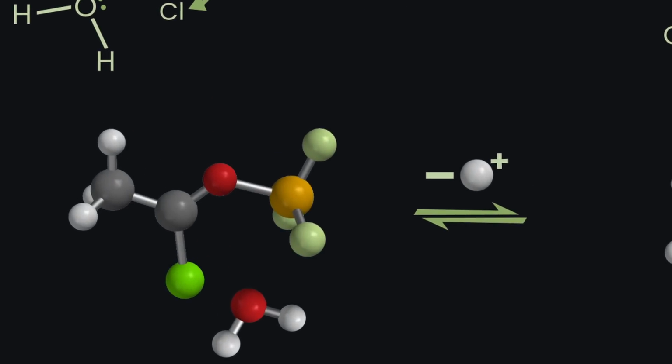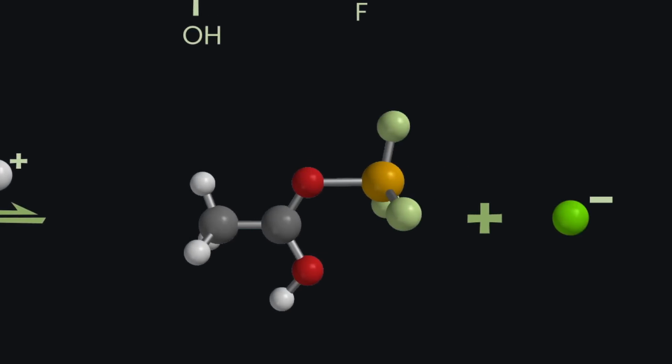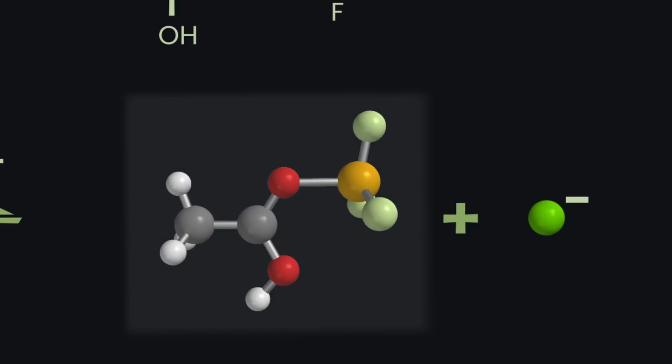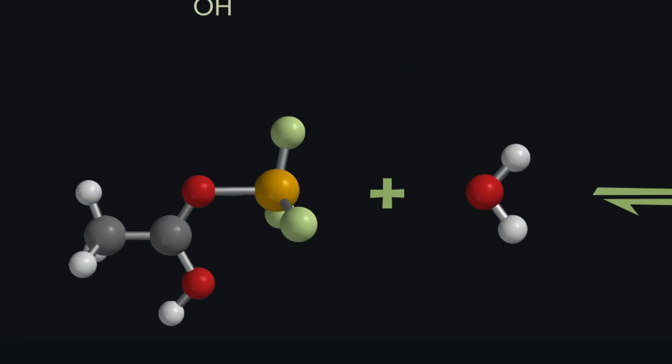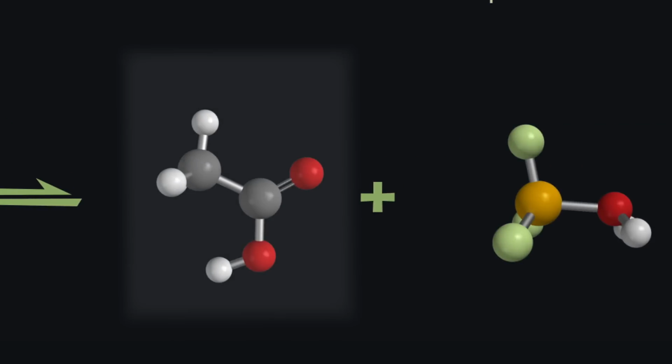In the second step, water attacks the carbonyl-carbon. After losing a proton from the water, we get acetic acid BF3 complex as our second intermediate. And then finally, in the third step, boron trifluoride is picked off by another molecule of water to leave the final product, acetic acid. Now, there are some essential points to understand here.